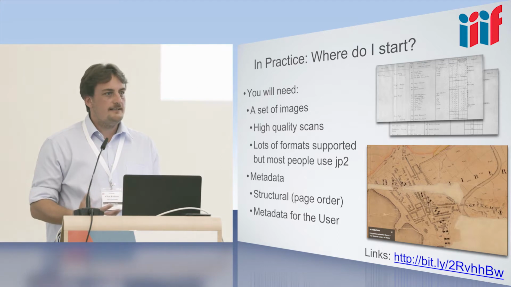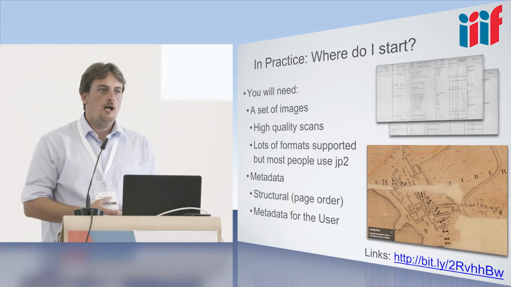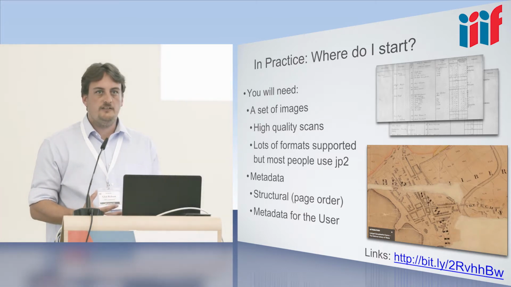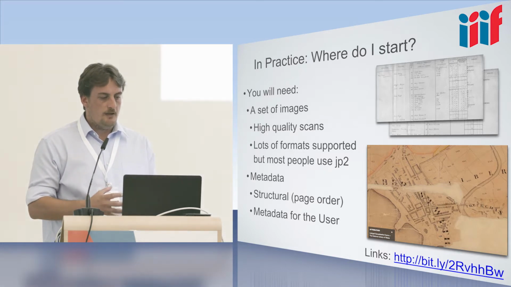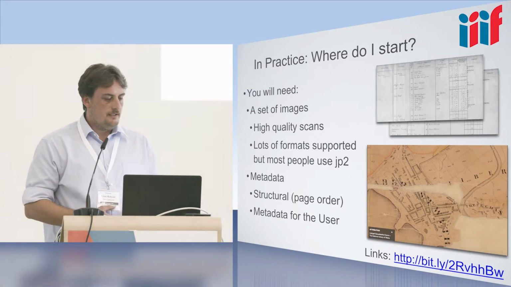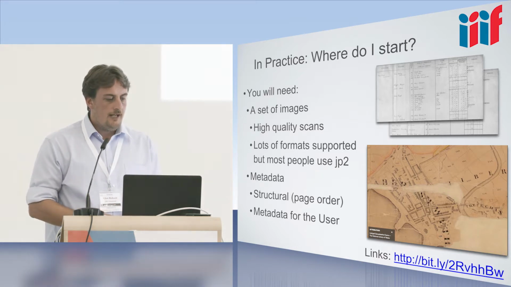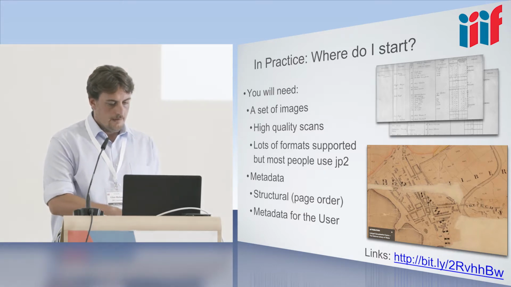There are lots of formats. I don't want to go into too much technical detail about what is supported by the image servers. But just to say, through server evidence surveys, most people in the community are using JPEG 2000, although that's not to say that all are. Most are converting these high-quality scans into JPEG 2000. You will probably have metadata, kind of structural metadata about how these images relate to each other, and you also have metadata for the user, so the author, the title, information to be able to discover it.